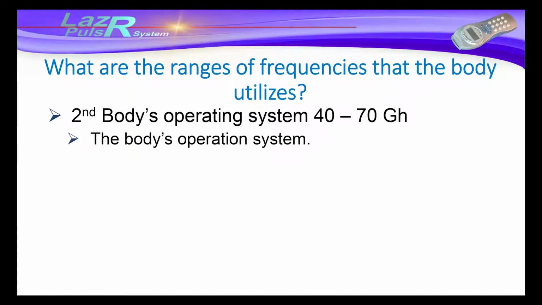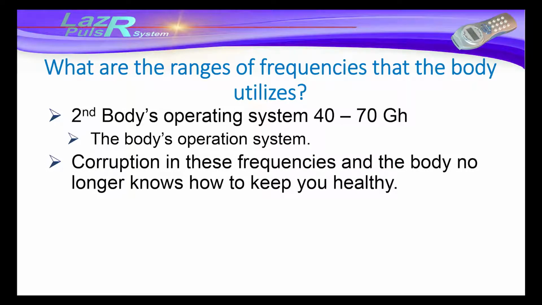The second band is much higher, between 40 and 70 gigahertz or 40 to 70 billion cycles per second. This bandwidth is where, for want of a better term, our operating system functions. Similar to a computer, this contains all the programming and data that the body needs to function properly. Any corruption or loss of this data and the body no longer knows how to maintain optimum health any more than your computer will function properly if its operating system becomes corrupted. Corruption of any of these frequencies can cause any malfunction or disease in the body, including death.